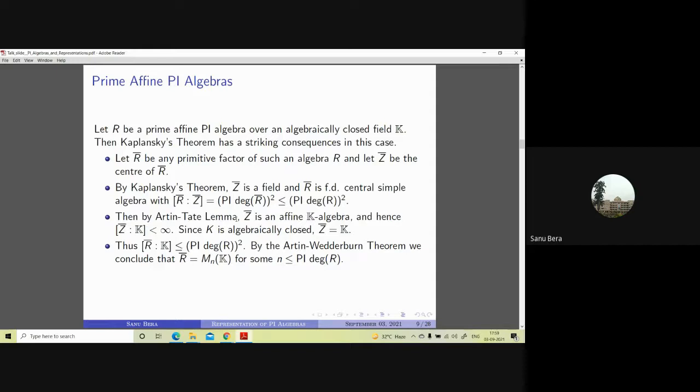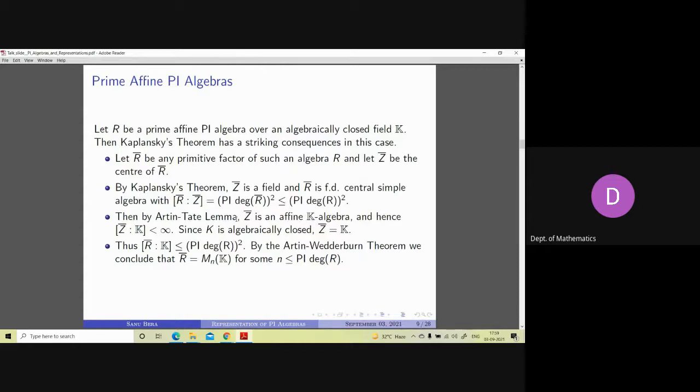So Z bar is a K affine algebra, and also by Hilbert-Nullstellensatz we can say that the dimension of Z bar over K is finite. Since K is algebraically closed, the center is actually exactly K, where K is an algebraically closed field. So here for R bar, we have to take a primitive factor.